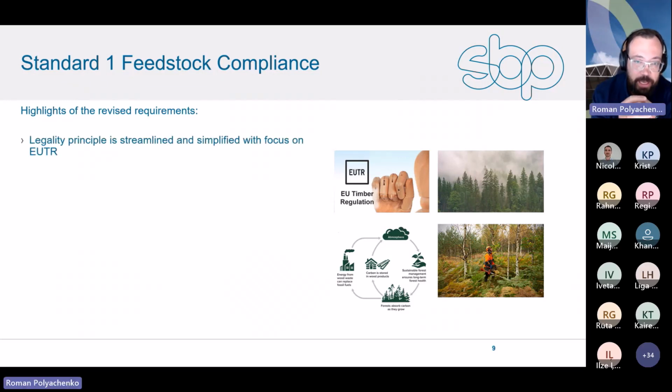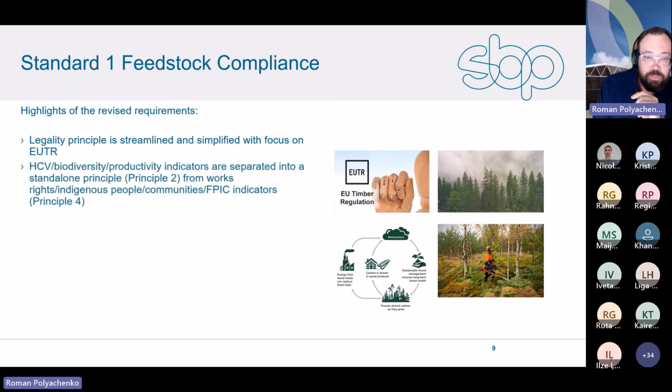In principle 1, the legality requirements were streamlined, making sure our standards comply with regulatory requirements of the biomass end user markets where certificate holders do business was and is a prerequisite. The HCV biodiversity productivity indicators were separated into the standalone principle 2. Remember, in version 1 of Standard 1, we had 2 principles. Principle 1 was for legality and principle 2 was for sustainability. And principle 2 covered environmental, social, and forest carbon requirements. So now we split them into separate principles. And principle 2 talks about HCV environmental requirements.